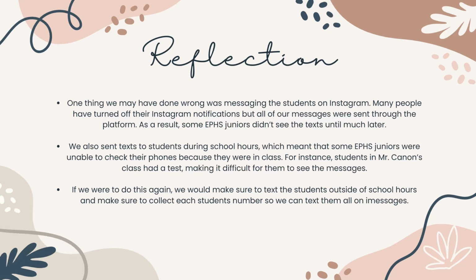So one thing we may have done wrong was messaging the students on Instagram. Many students have turned off their Instagram notifications, but all of the messages were sent through that platform. As a result, some EPHS juniors didn't see the text until much later. Then, we also sent texts to students during school hours, which meant that some EPHS juniors were unable to check their phones because they were in class. For instance, students in Mr. Cannon's class had a test, making it difficult for them to see the messages.